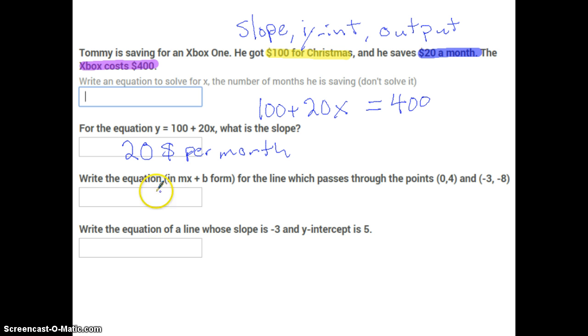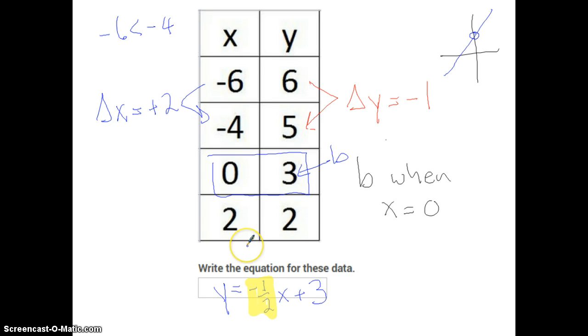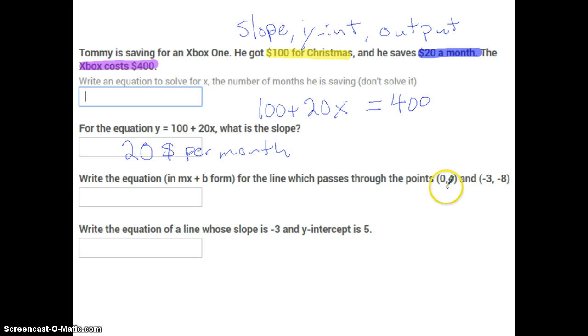Okay, write the equation in mx plus b form for a line which passes through these 2 points. So we're playing the same game as we played. I'm going to go back to the previous slide. We're playing the same game as we played for this one. First, I need to calculate the slope, and I do that with y2 minus y1 over x2 minus x1. And then I look for the intercept, and that occurs when x is equal to 0. So same game here. Let's see, this is y2, and this is y1.